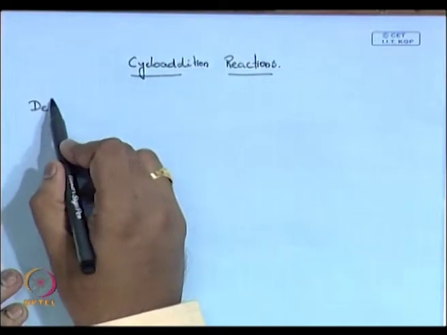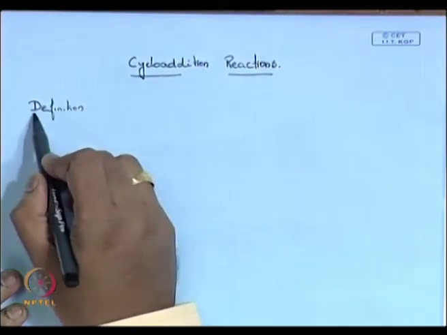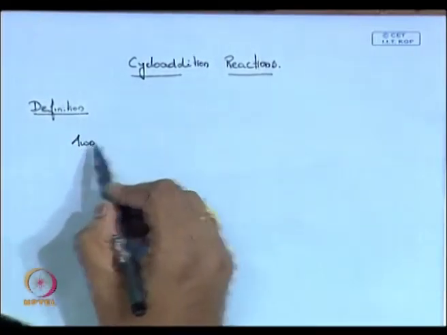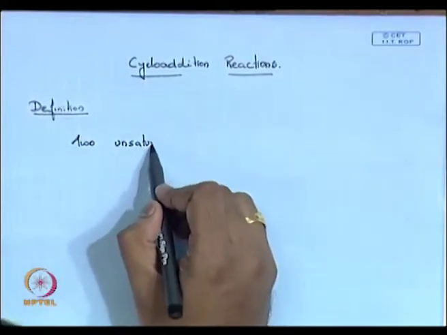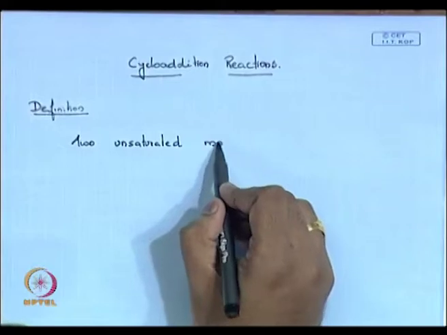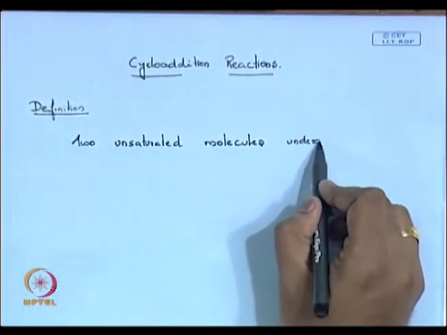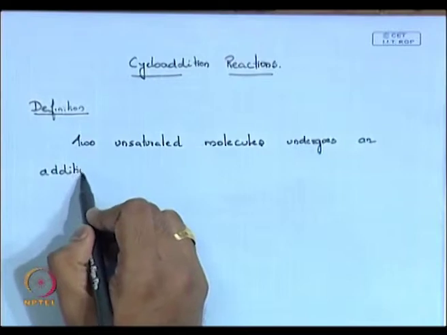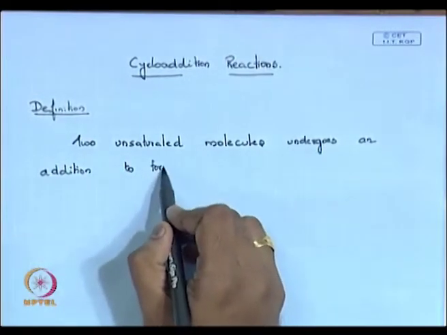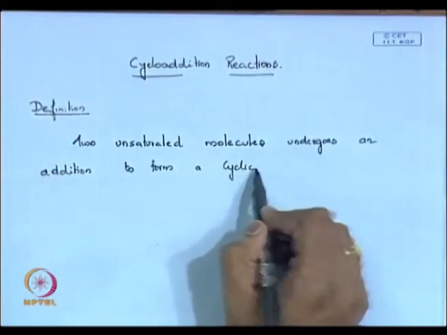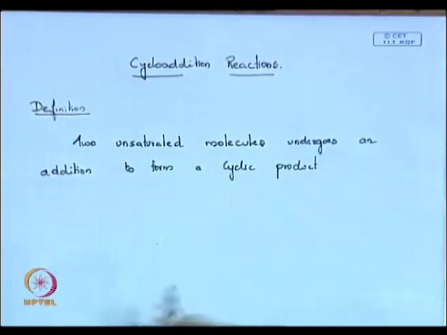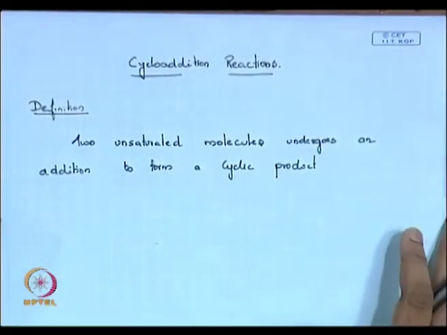So the broad definition, if you want to know: 2 unsaturated molecules undergo an addition to form a cyclic product. This is your cycloaddition reaction.